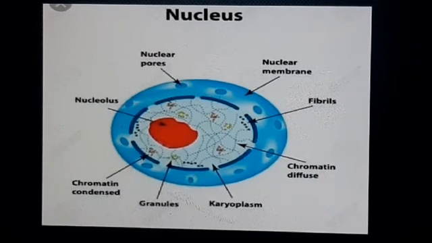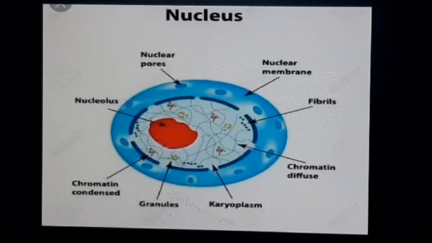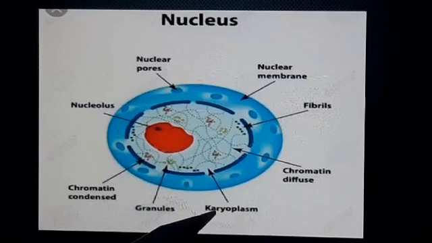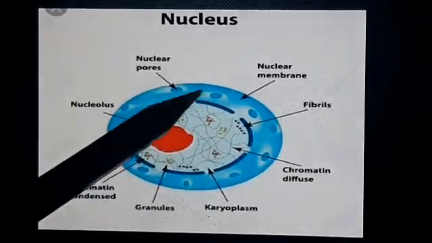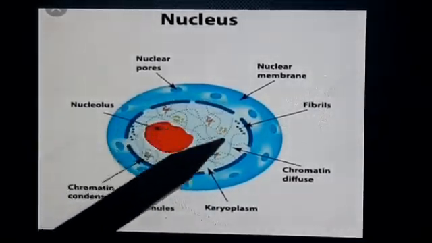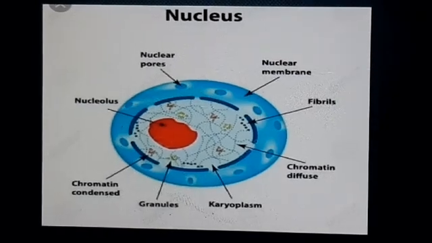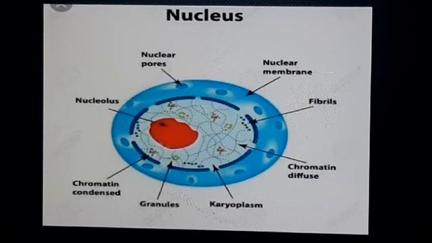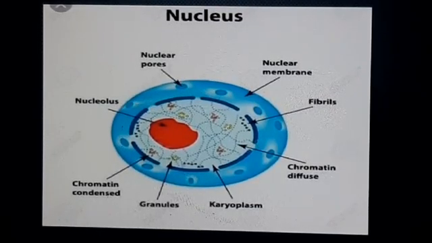Then the second part is nucleoplasm. What is nucleoplasm? Nucleoplasm is also known as karyoplasm. Observe this complete fluid which is present inside the nucleus. This is known as nucleoplasm. So nucleoplasm is a colorless, dense fluid which is present inside the nuclear membrane. It is also known as nuclear sap.